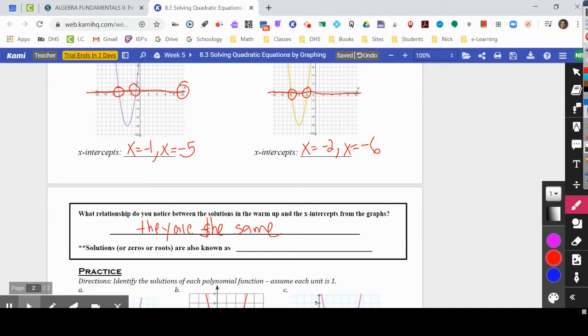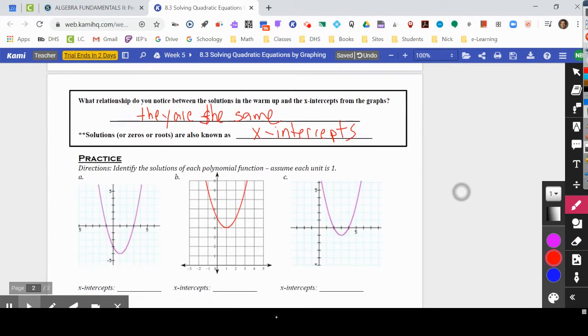All right, so the solutions or the zeros or the roots are also known as x-intercepts. All those words kind of mean the same thing when we're talking about quadratics here, right? So the roots, the zeros, solutions, or x-intercepts, they all mean the same thing. All right, so let's do a little practice here together.